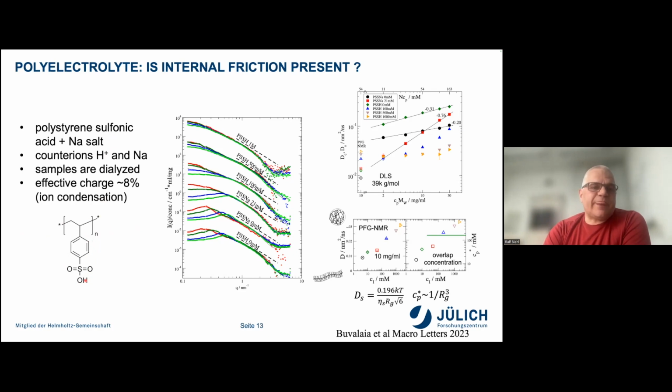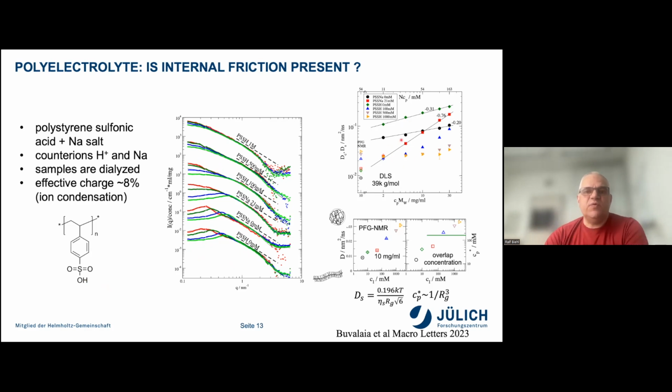partially true because we have ion condensation, and therefore the effective charge here is only 8% of the total monomer number. We can follow this with SAXS, where we see for low salt the strong structure factor effect, and if we add more and more salt, the structure factor is becoming smaller and smaller because the salt ions screen the electrostatic interactions between the particles. The typical thing that is done is dynamic light scattering that is shown here.